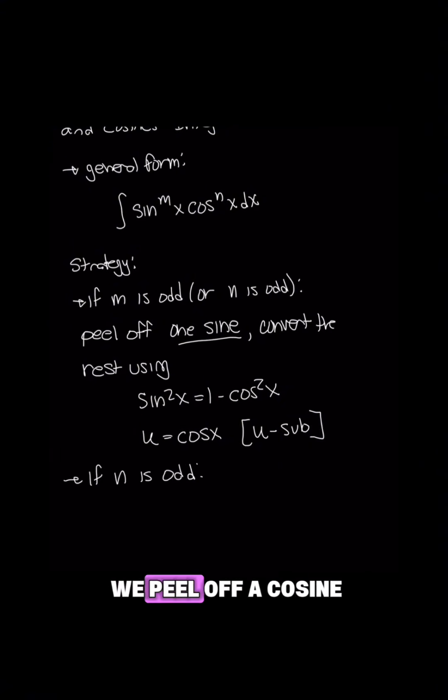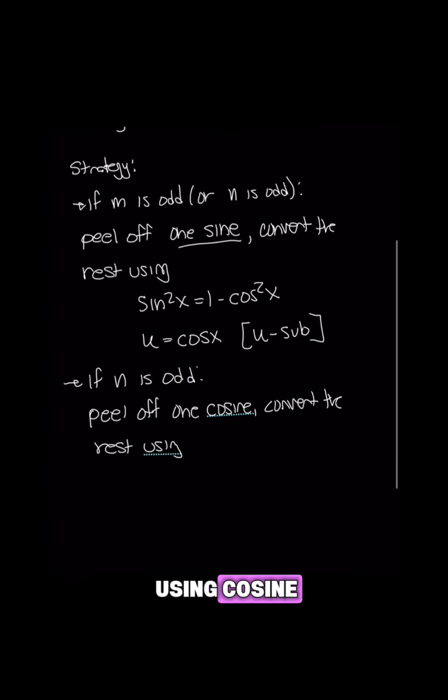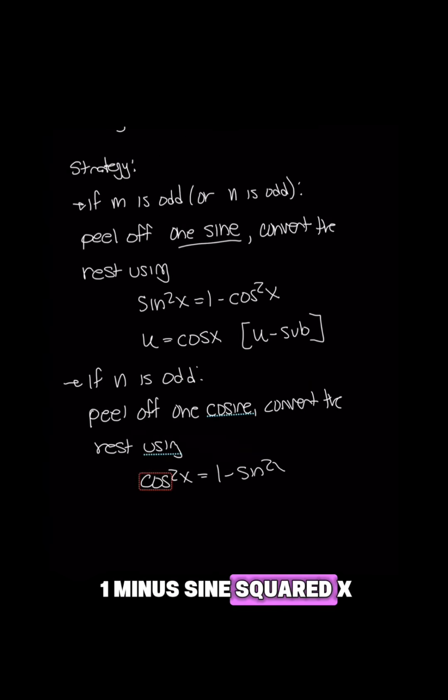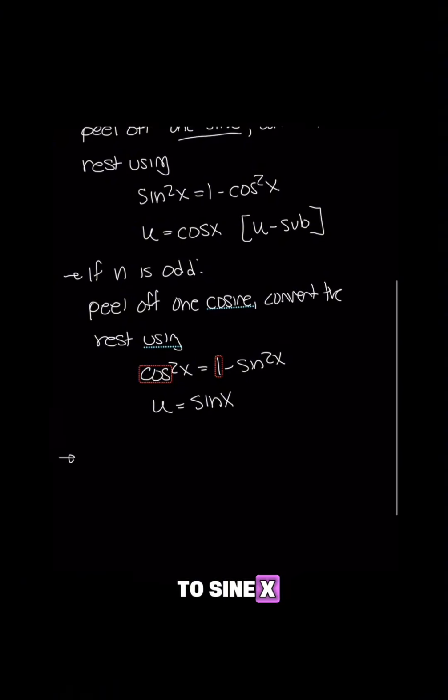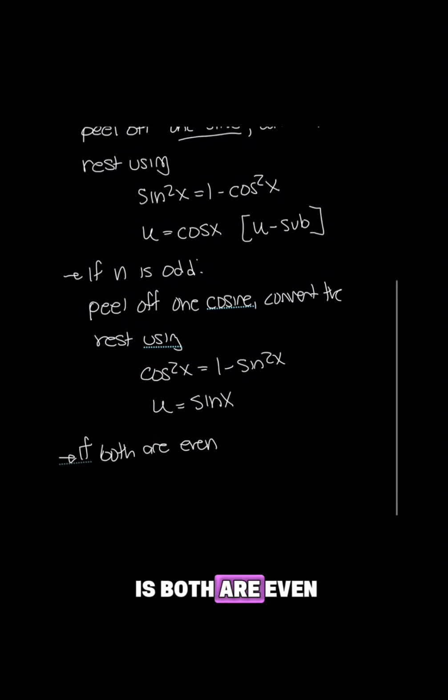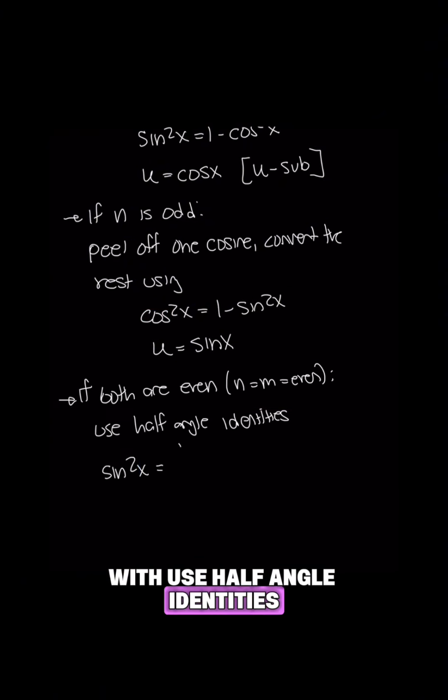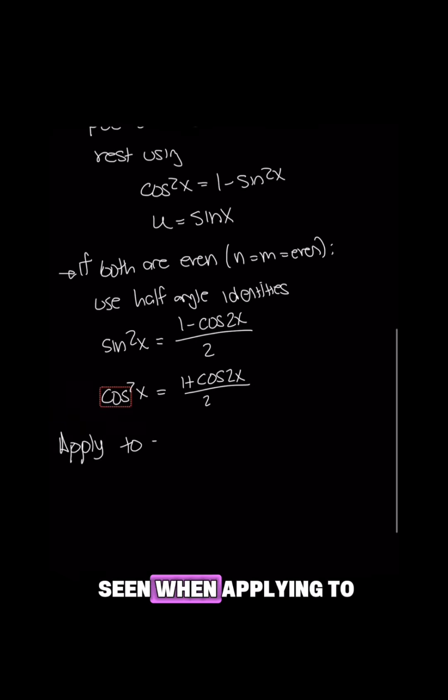If n is odd, we peel off a cosine and convert the rest using cosine squared x equal to 1 minus sine squared x. And then we use a u-sub equal to sine x. The last possible scenario is if both are even, we have to use half angle identities, which are given below. This can be better seen when applying it to our example.